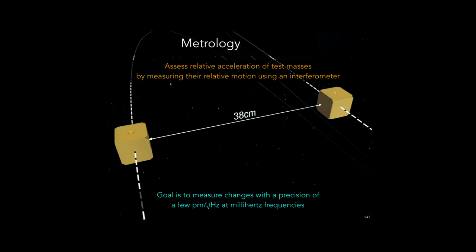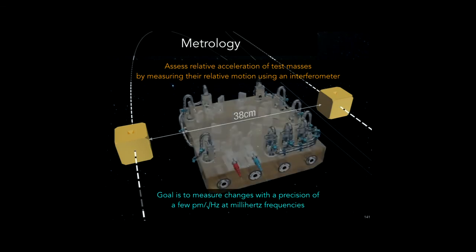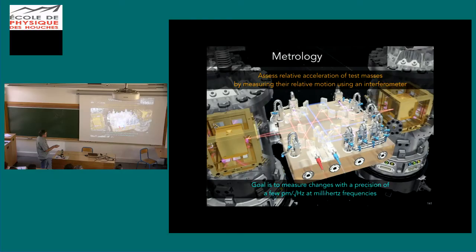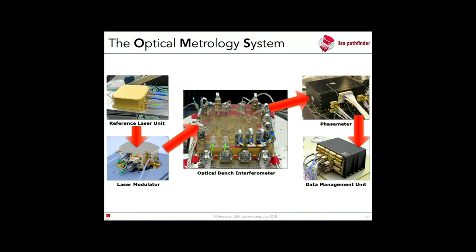And we have the dynamics. So this is a little movie of what that looks like. We have 2 test masses in free fall, following, in principle, perfect geodesics. We put an optical bench in between. We make these interferometric measurements that I mentioned, and we're able then to back out the relative motion of these 2 test masses, and therefore estimate the differential forces that are acting.